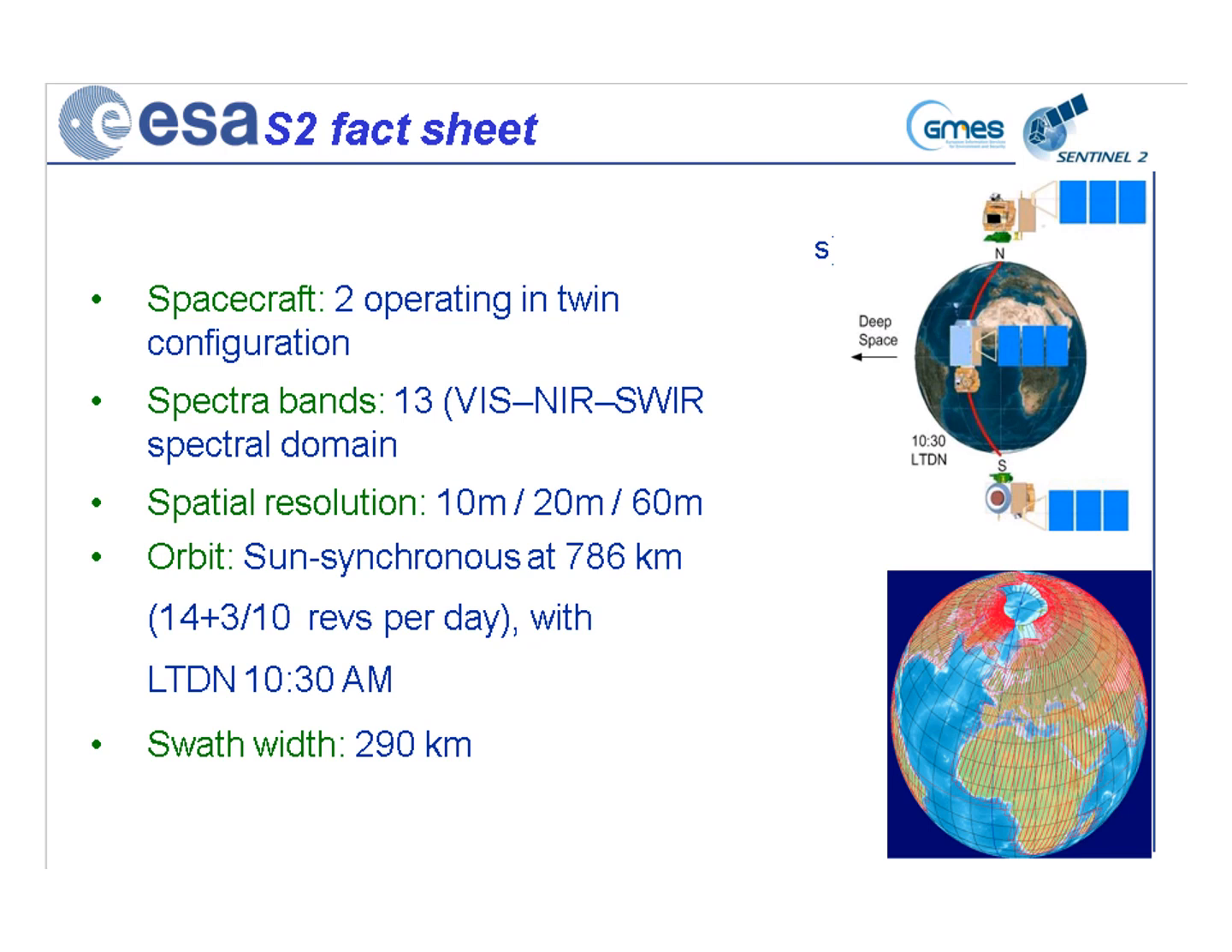So there are two Sentinel-2s operating in a twin configuration. There are 13 bands in the visible, near infrared, and shortwave infrared. But not all of those bands are collected at all resolutions. There's 10-meter data, 20-meter data, and 60-meter data. It's a sun synchronous orbit at about 790 kilometers. So it's doing 14 plus 0.3 revolutions per day with the local time of crossing the equator at about 10:30. And the swath width is 290 kilometers, so a bit bigger than Landsat.